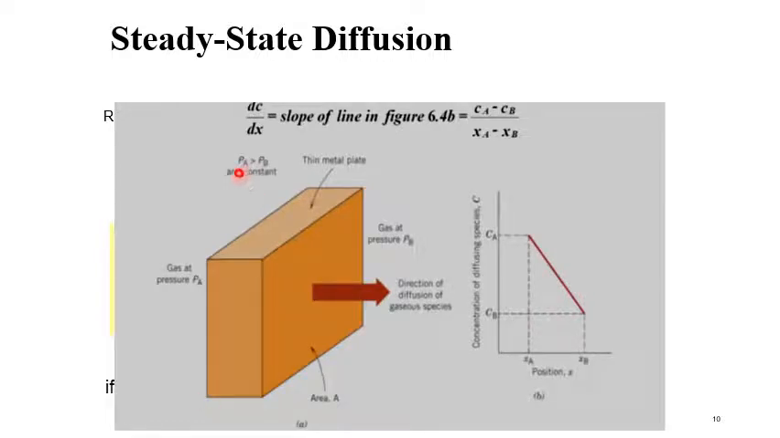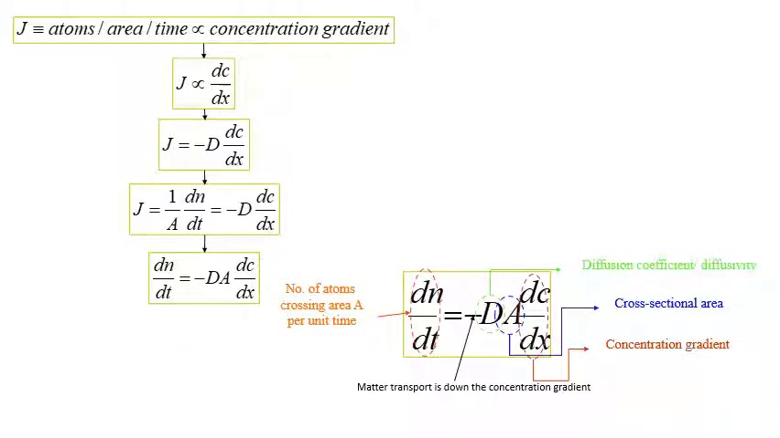Okay, so when you see here, Ca, which is more than Cb, that's the concentration. The slope is dC/dx, which is given by the same thing: Ca minus Cb, higher to lower, over xb minus xa. So that's how exactly we define Fick's first law.